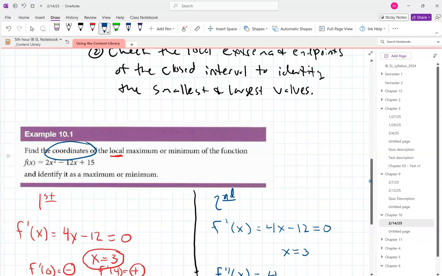If it just wanted the location, x equals 3 would have been fine. The question asked for the coordinates, so I had to plug the 3 back into the original to get the y coordinate for it. The question may, depending on the question, just care about the x value, or it may want the y value, or it may want the coordinate pair x, y. So that'll vary in the direction of the problem. Does that feel okay?